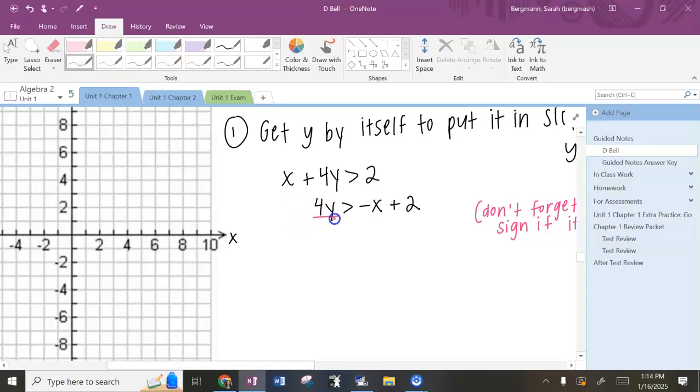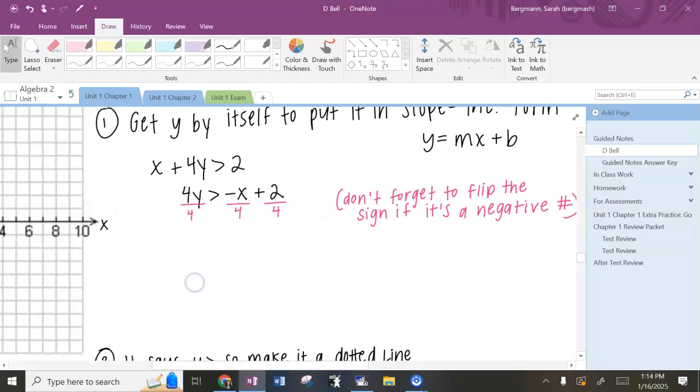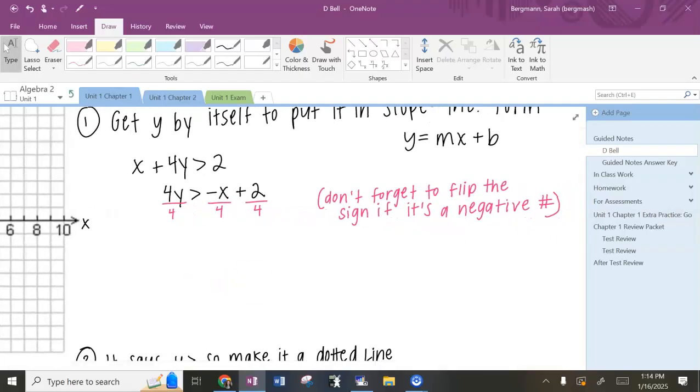The next step to get y by itself is to divide every term by 4. Keep in mind that if you are dividing by a negative number here, you would have to flip the sign. 4 is just positive in this case, so we're going to keep it as y is greater than. In order to figure out the slope, you're going to put whatever the coefficient of the x is over 4. So we're going to put negative 1 over 4, then put the x. Bring down the plus, and then do 2 over 4, reduce that to get 1/2.